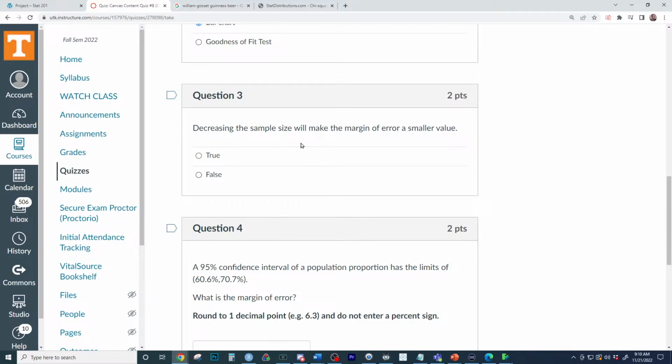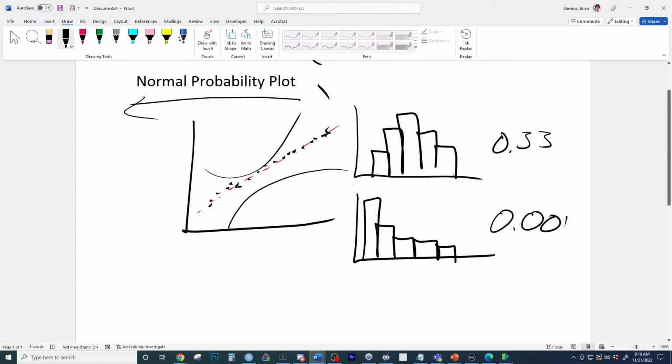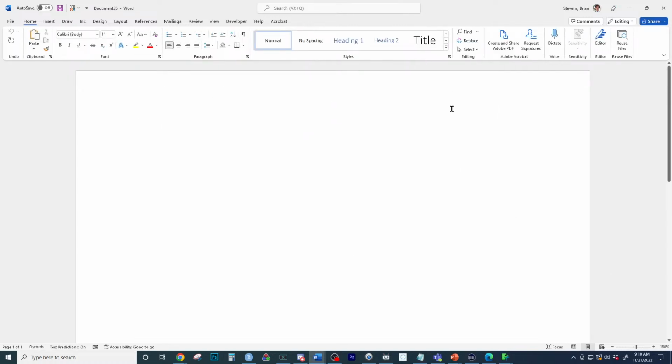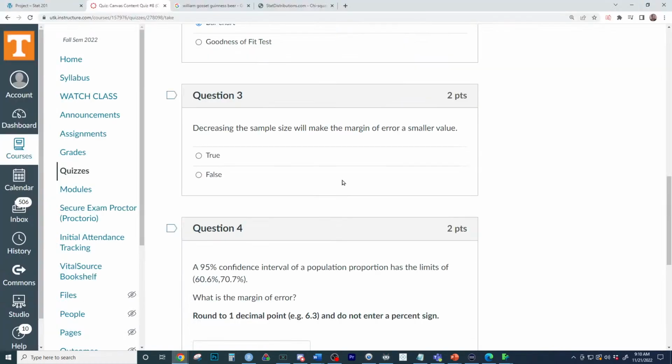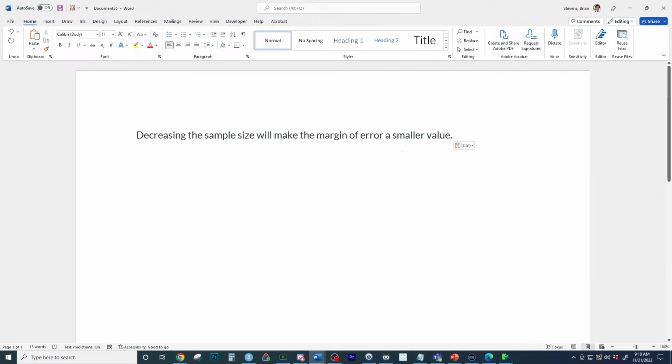Decreasing the sample size will make the margin of error a smaller value. So let's look at two of our intervals right here. It says decreasing the sample size will make the margin of error a smaller value. We'll take it right here so we can see it while we do it. Okay, there it is. And let's look at an equation for this.